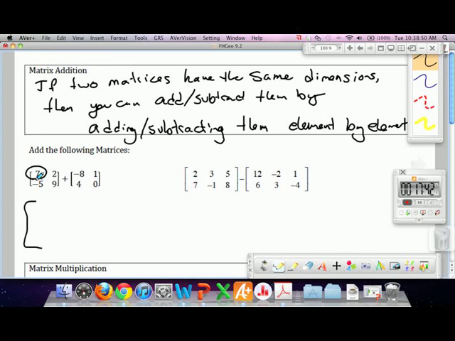So this would be 7 plus -8, which gives me the element in the first row, first column of my sum. I'll take the first row, second element, and add it to the first row, second column of the second matrix: 2 plus 1. Row 2, column 1: -5 plus 4. Then 9 plus 0. And then simplify these.